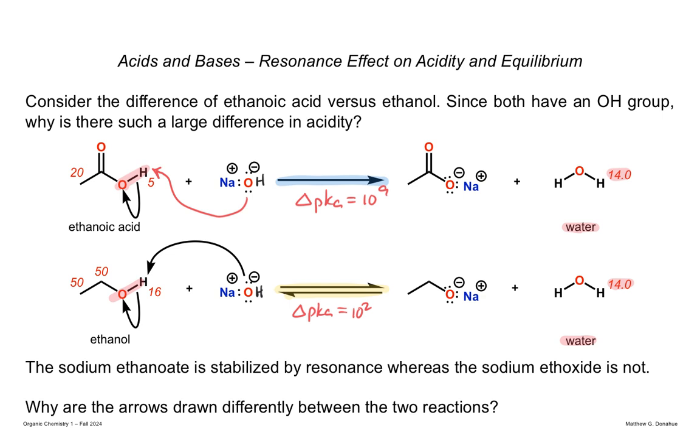So up here, sodium hydroxide will fully deprotonate that carboxylic acid to give you that and water. This will not go backwards because of that difference of 10 to the 9th. And the reason this is so much more stable is that the negative charge is stabilized by resonance onto the other oxygen of the carboxylate group.